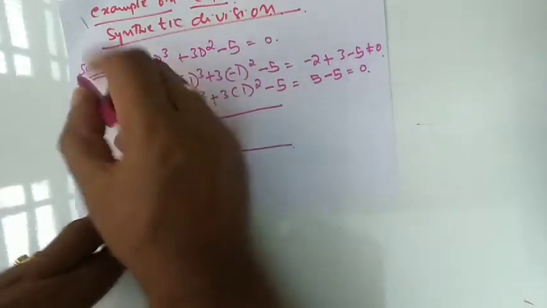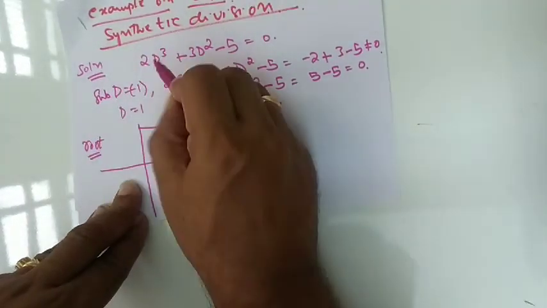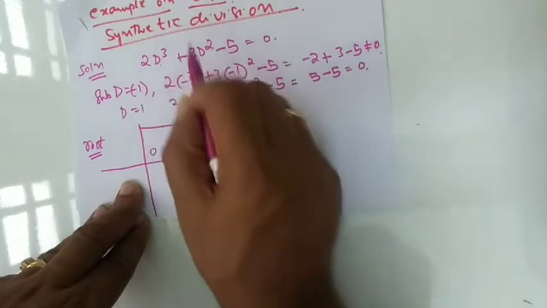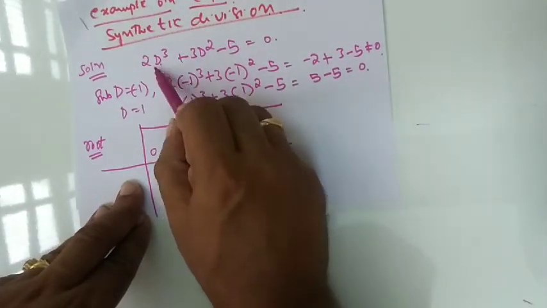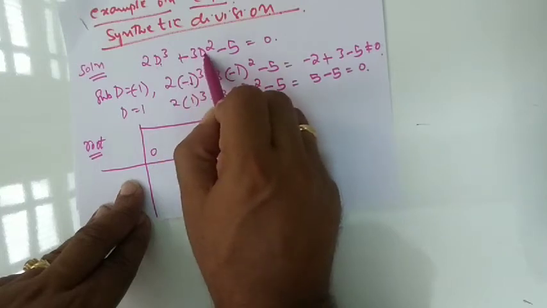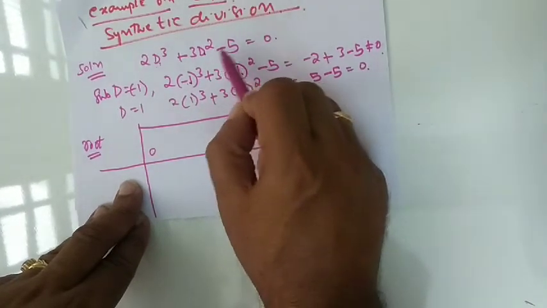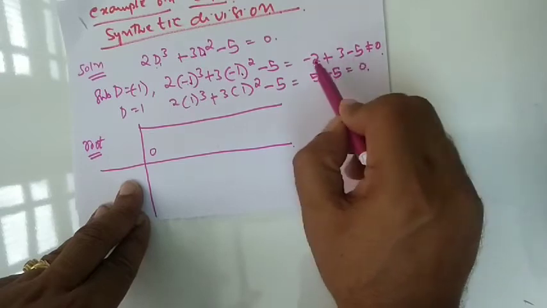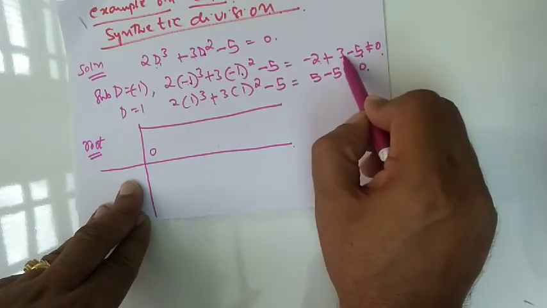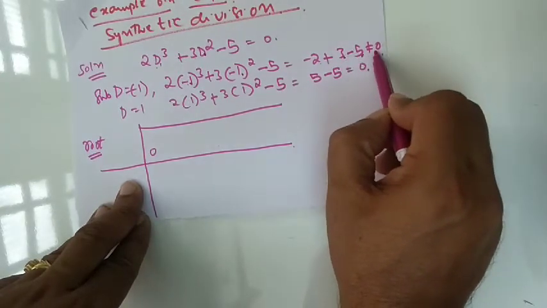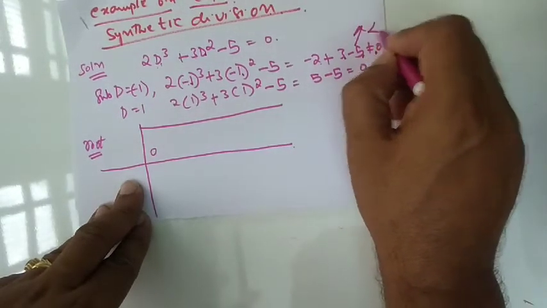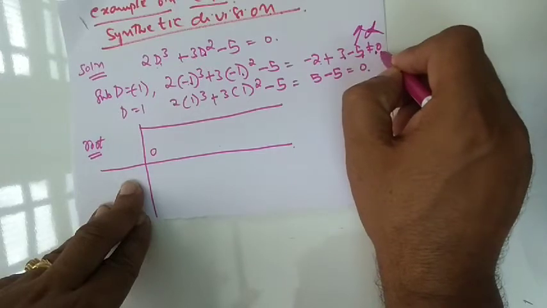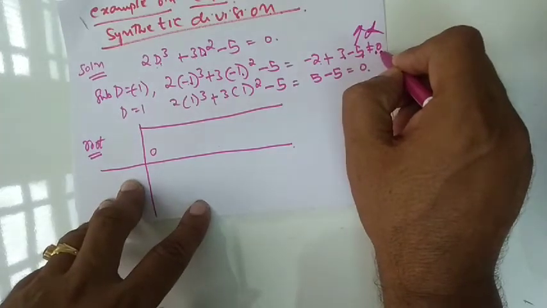Suppose I substitute D is equal to minus 1. What happens? 2 into minus 1 whole cube, because for D cubed you are substituting minus 1 whole cube, plus 3 into D, minus 1 whole square, minus 5. Totally what are you getting? Minus 2 minus 5 minus 7 plus 3. Minus 7 plus 3 is minus 4, that is not equal to 0. So therefore this case we are not considering, since the answer we are not getting is 0.